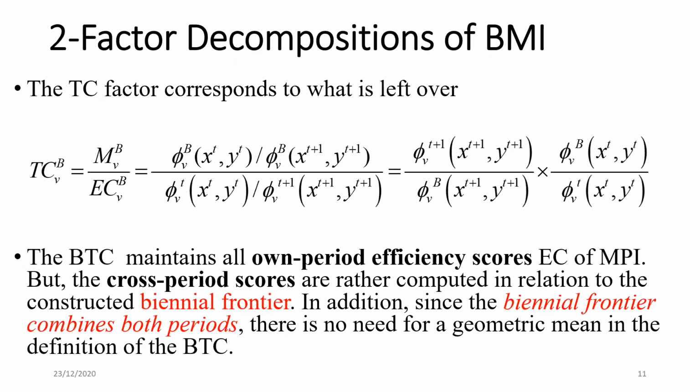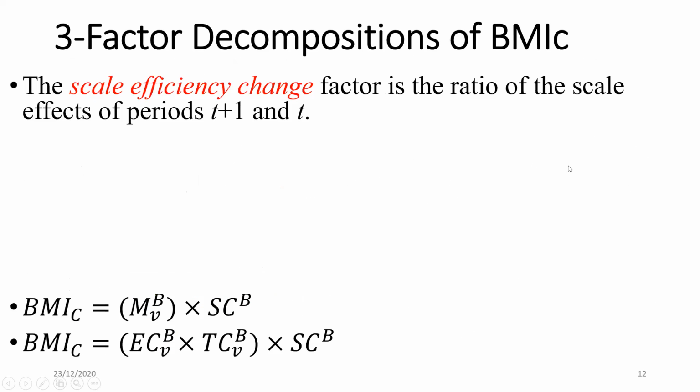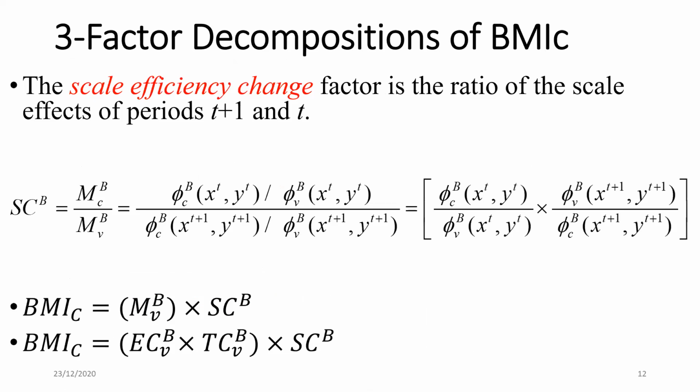But the cross period scores are rather computed relative to a biennial frontier, because they are the ones that bring out the infeasibility. And the second thing is that since the biennial frontier combines both periods 1 and 2, there is no need for a geometric mean in defining the biennial technical change, which is what I said: there's no power half there.